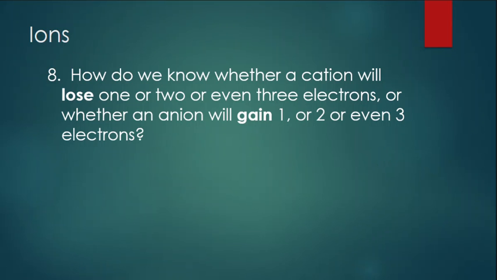How do we know whether a cation will lose 1, or we've even mentioned 2, or in the case of aluminum, 3 electrons, or whether an anion will gain 1, or gain 2, or gain 3, like you saw yesterday in our paper ion thing? Well, you look at your best friends. Who is your best friend? The periodic table. Take it out.